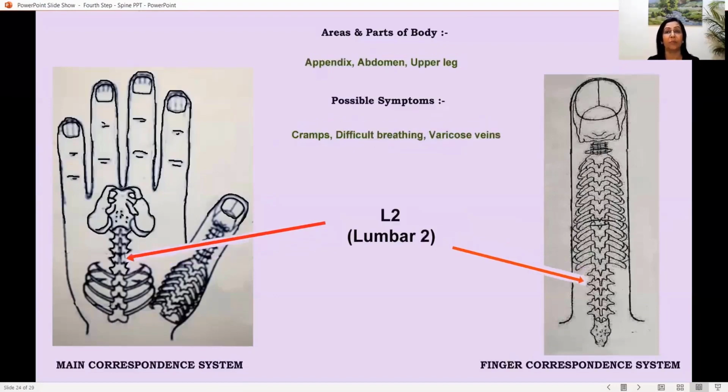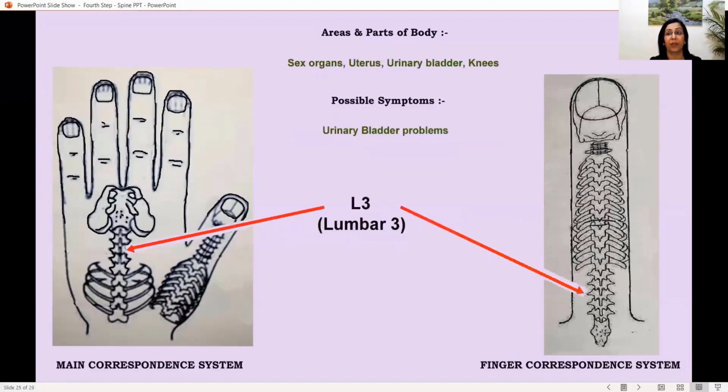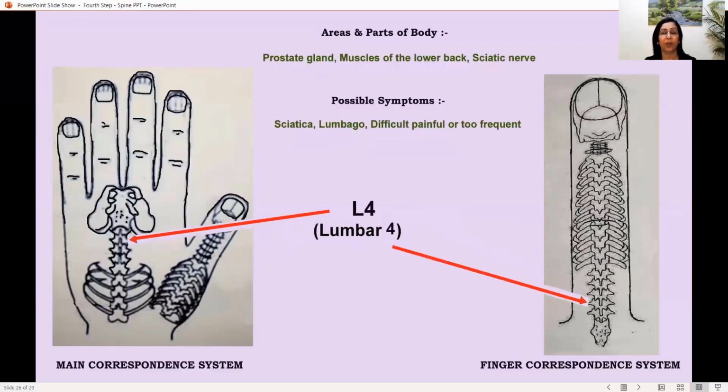Then L2, the lumbar 2 vertebra, is treated for the appendix, abdomen, and upper leg problems. And the symptoms could be cramps, difficult breathing, or varicose veins being created. Then L3, the lumbar 3, is treated for sex organ problems, uterus or urinary bladder problems, or knees also. And the symptoms could be all the urinary bladder problems like UTI, etc.